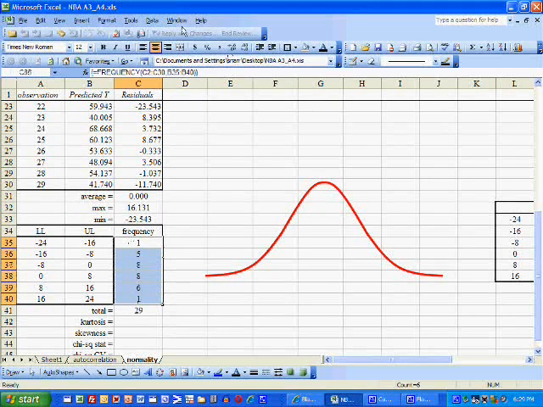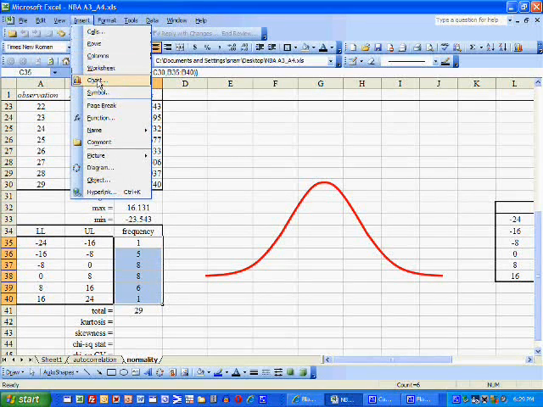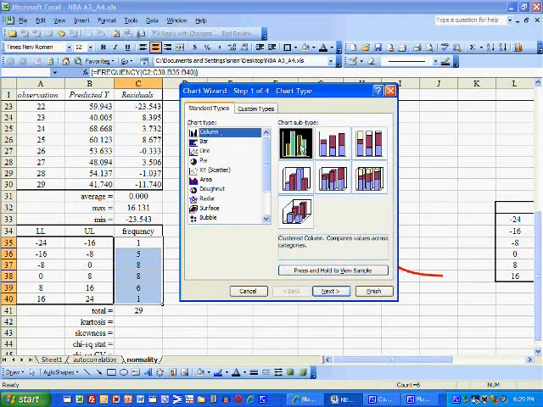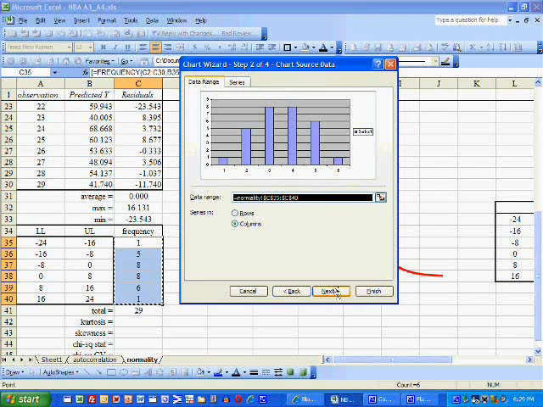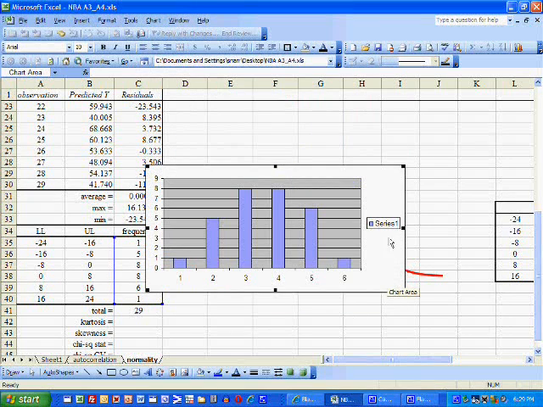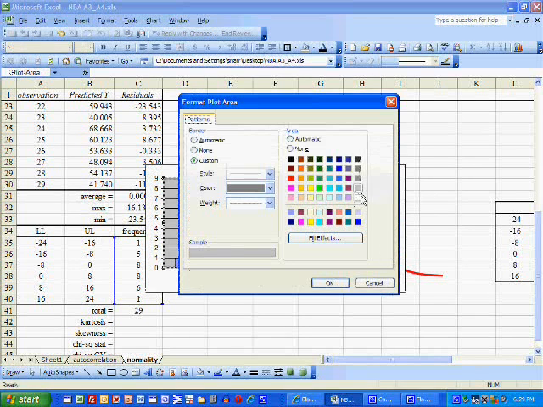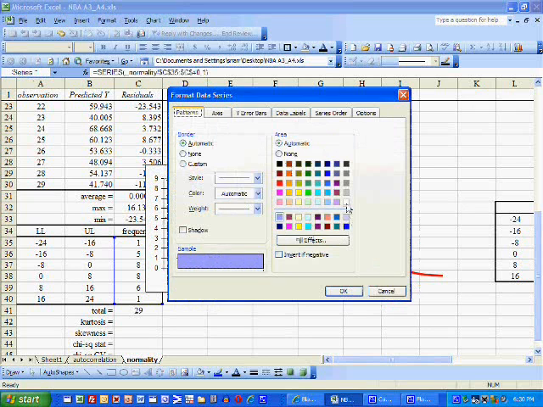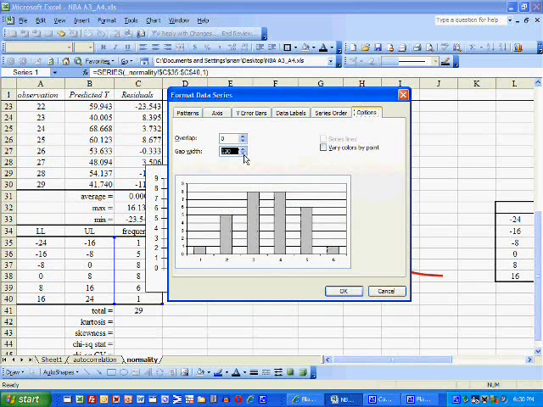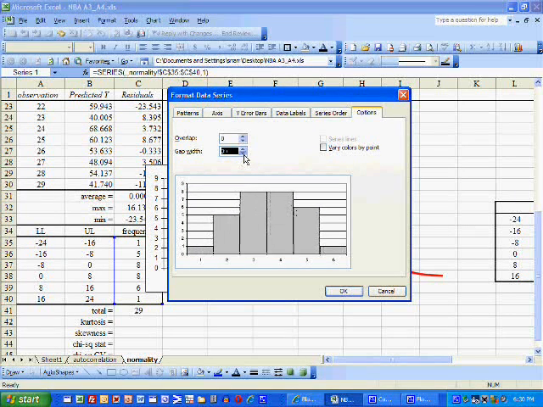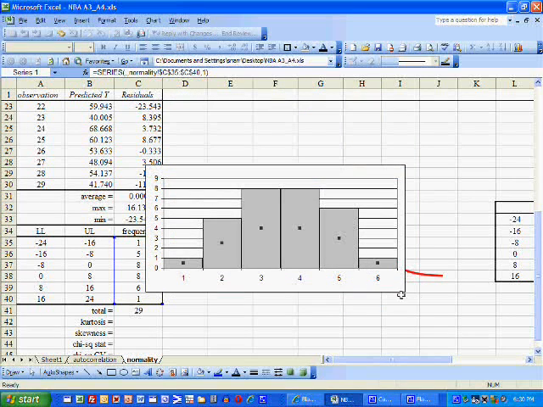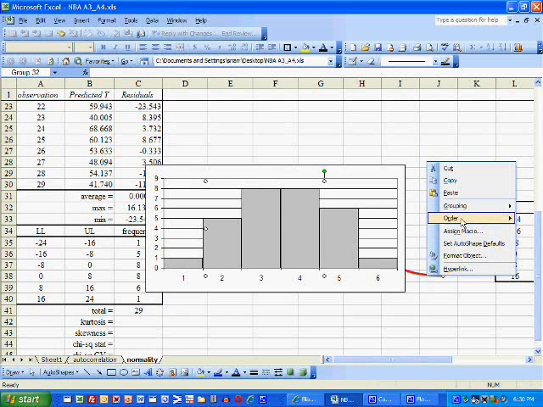Okay, so now I'm going to build the histogram, which means I'm going to highlight the frequencies first, insert a chart, make sure column and basic bar charts are selected, hit next, hit finish. Then I'm going to clean it up by deleting that thing, getting rid of the gray color, changing the color to light gray on the bars, and closing the gaps between the bars, because a histogram is a special form of bar graph where the width of the bars represent the width of intervals.